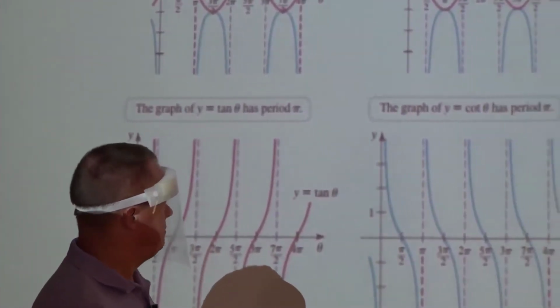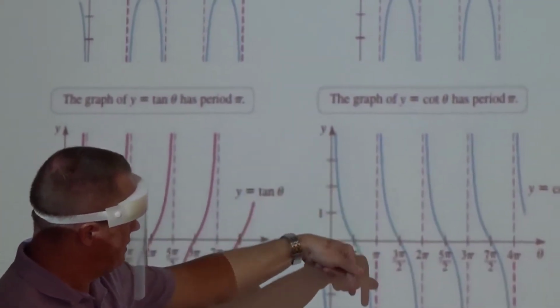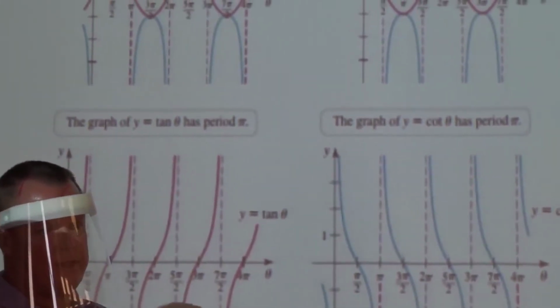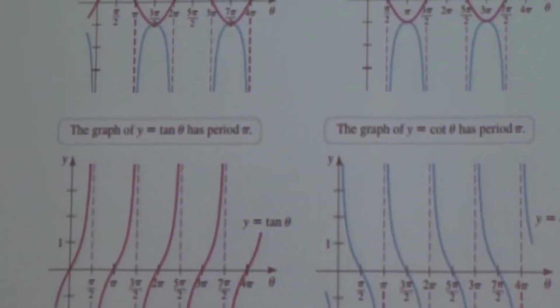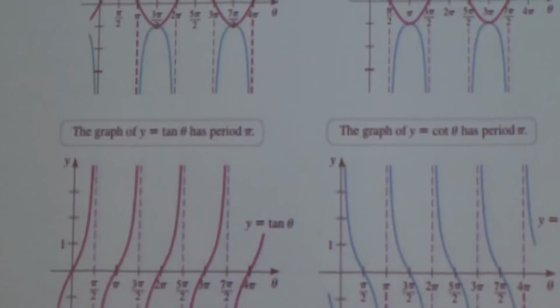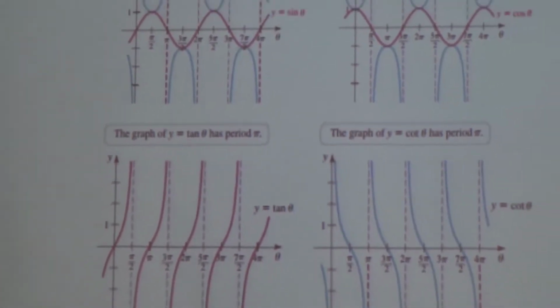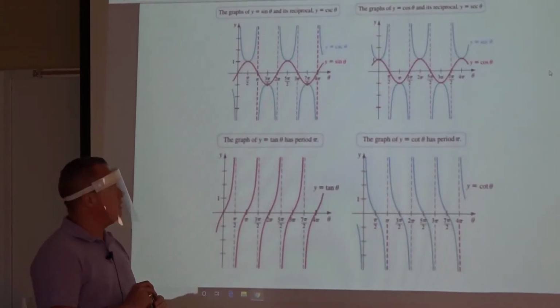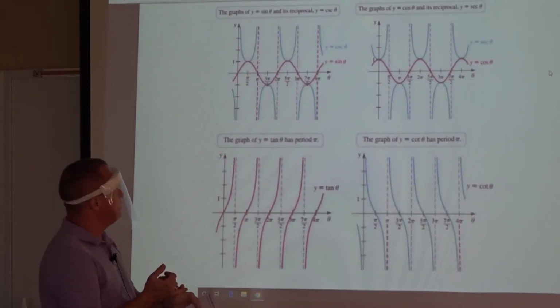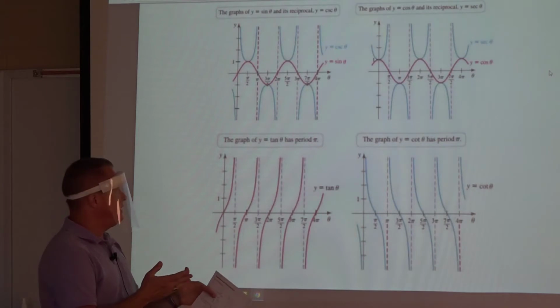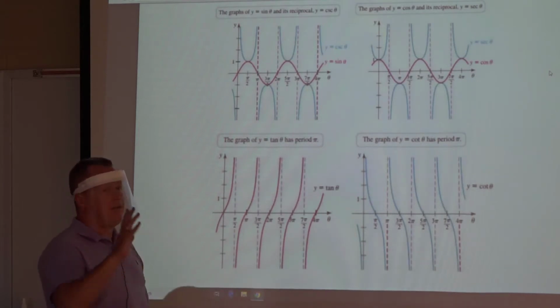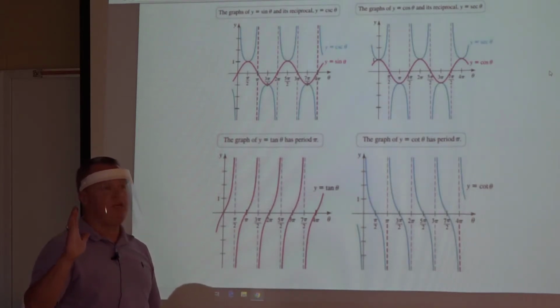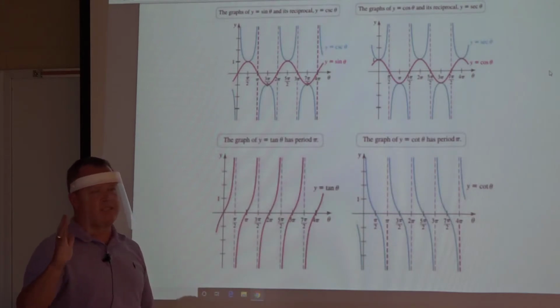Cotangent's opposite. It ascends to the left, descends to the right. A big thing about the graphs to remember: sine and cosine, the domain is all numbers. But for all the rest of them, cosecant, secant, cotangent, and tangent, they all have vertical asymptotes. And you need to remember where the vertical asymptotes are.